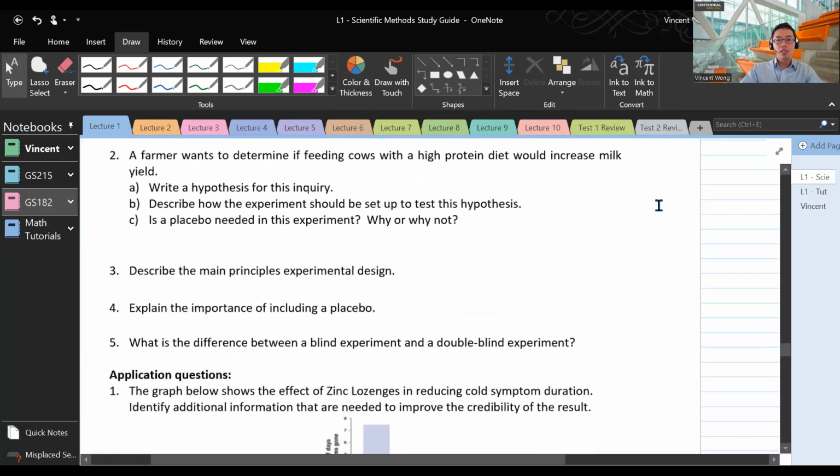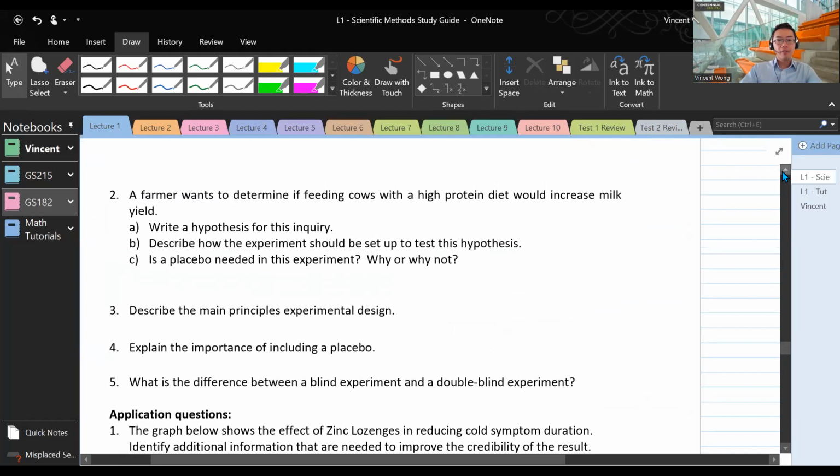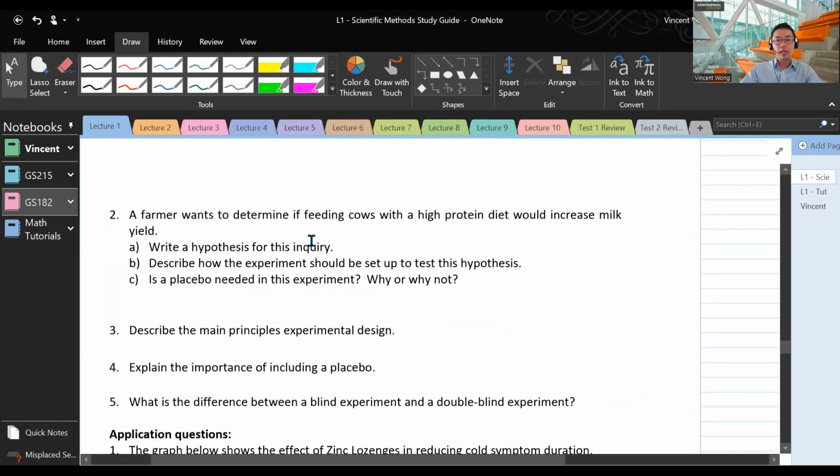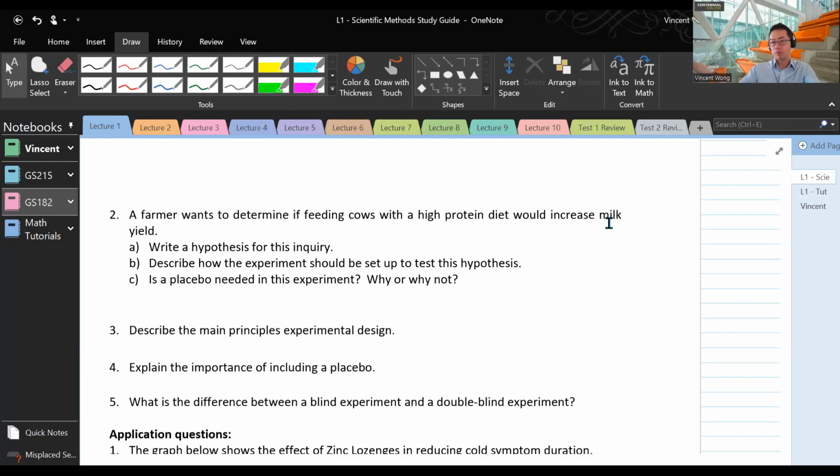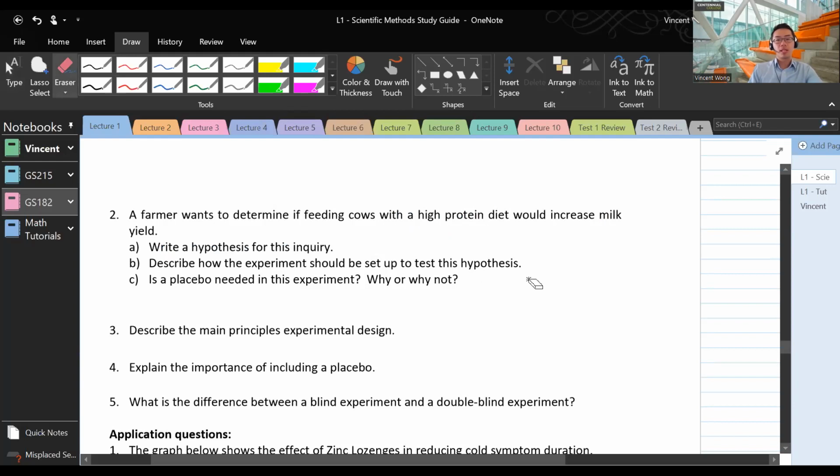A farmer wants to determine if feeding cows with a high protein diet would increase milk yield. Write a hypothesis for this inquiry. So again, the hypothesis could be feeding cows with high protein diet will increase milk yield, or you can say will not. Okay, it will or it will not.